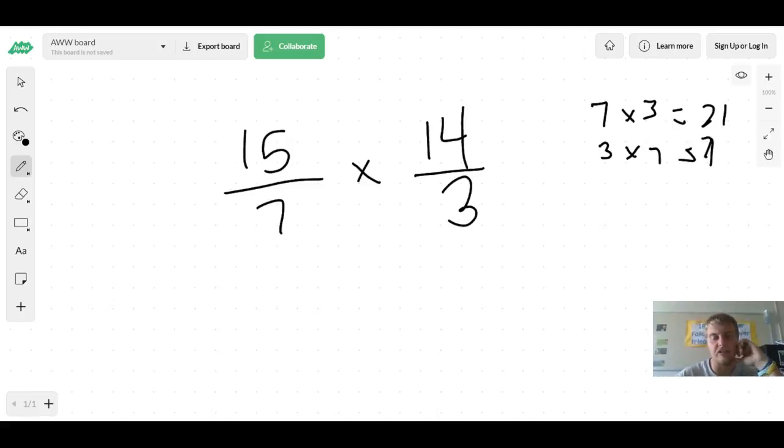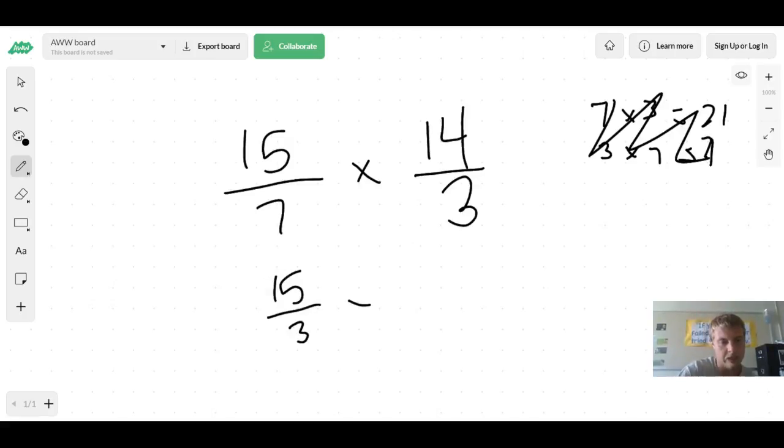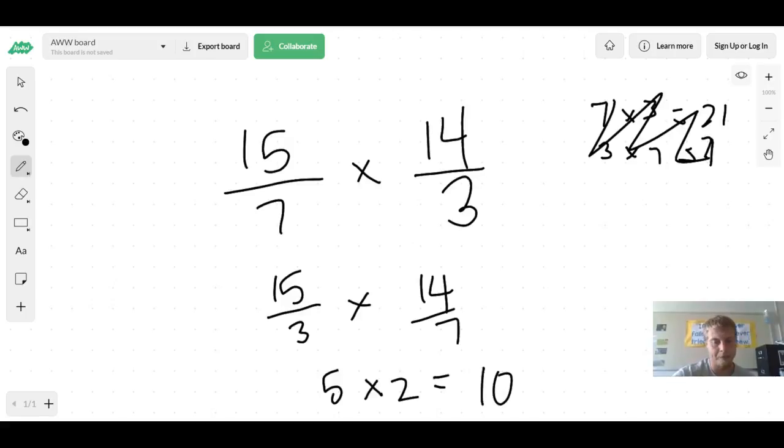So because these things are actually the same, I can change up the fractions to fit how I want them to fit. So I could really make this 15 over 3 times 14 over 7, because 3 times 7 is 21. Well, the reason that is useful is, what's 15 divided by 3? Oh, that's 5. What's 14 divided by 7? Oh, that's 2. So that gives me 10.